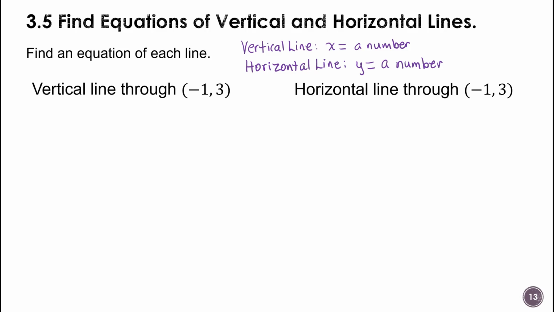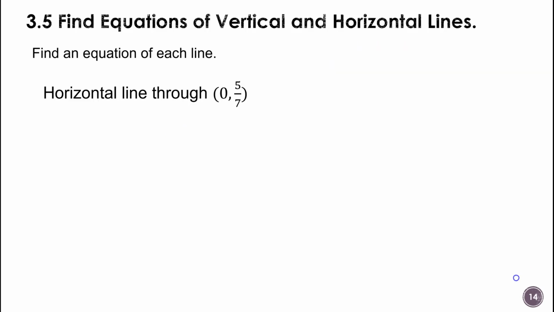If I write a vertical line through (-1, 3), then it's going to be x equals -1 because that's the x coordinate that I was given. The horizontal line is going to be y equals 3 because it also has to go through that ordered pair (-1, 3). So it's pretty simple to write these equations, but you just have to understand what it's asking when it tells you to write the equation of a vertical or horizontal line through a given point.